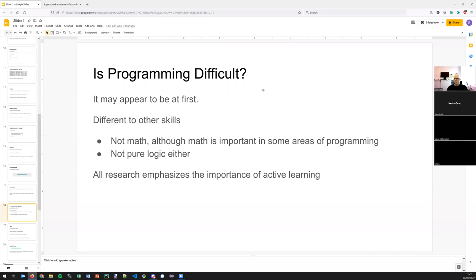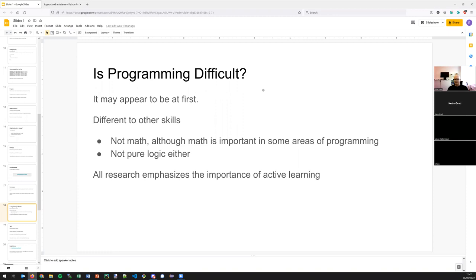Now, regarding programming education, there's a lot of research about that. I've been doing some myself as well. And the one thing in common for most research is that it emphasizes the importance of active learning. As I said before, I don't think anyone has ever learned how to program by just listening to someone talking about programming or watching videos, but you need to actually write programs yourself and keep on writing programs until you solve those tasks one at a time.